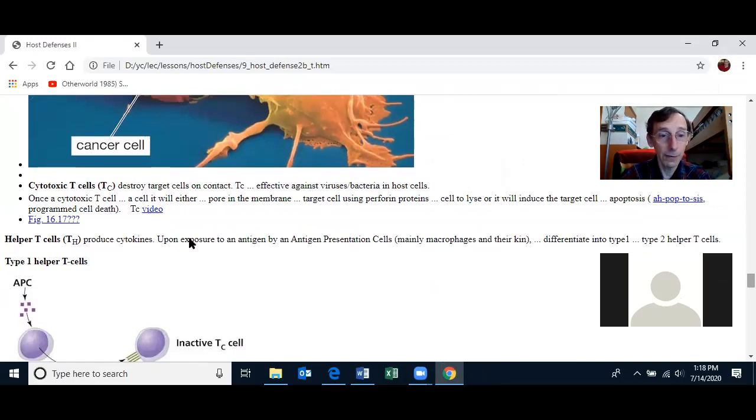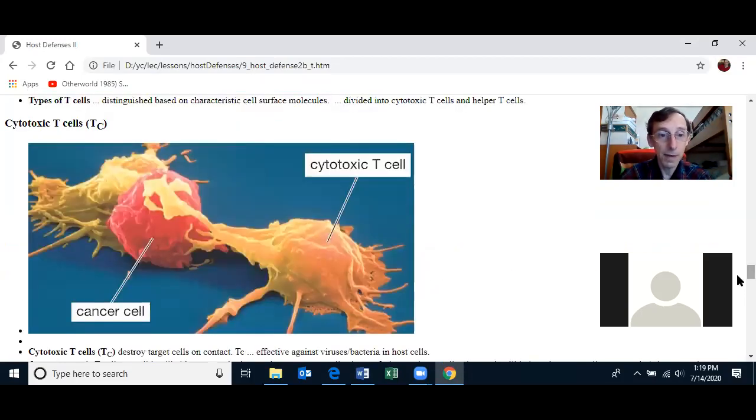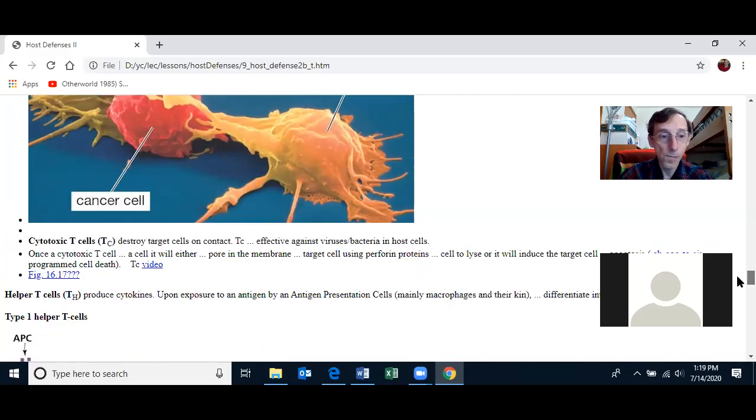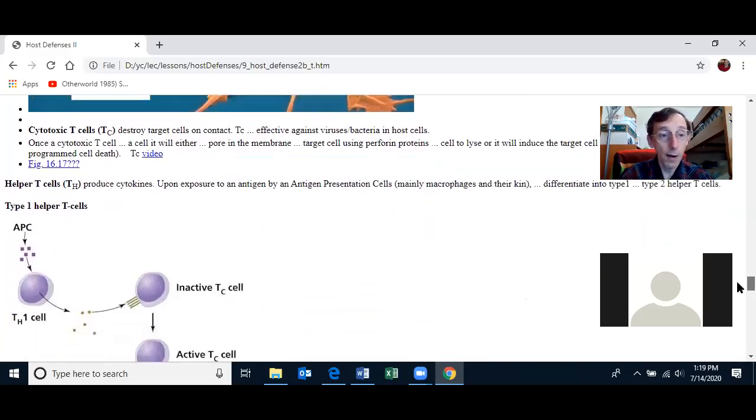It was a little video of a cytotoxic T cell coming up to another cell and then killing it. And you can actually see when this cell bursts its cell membrane.